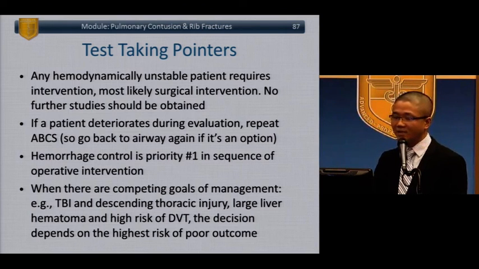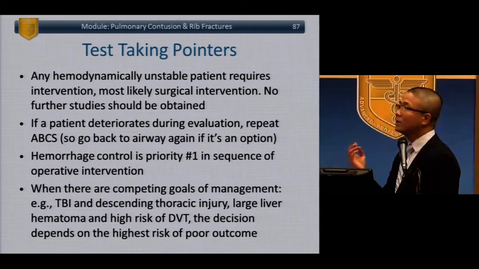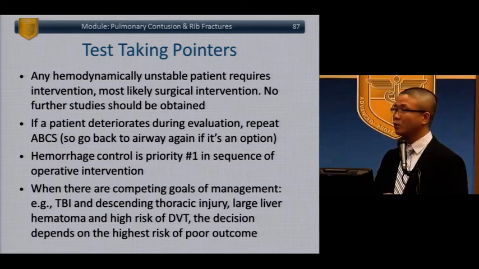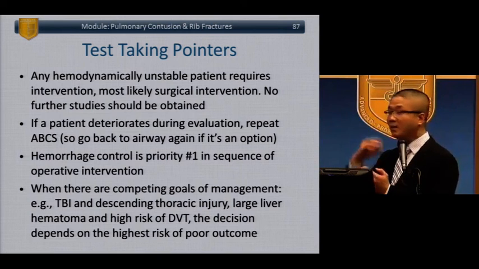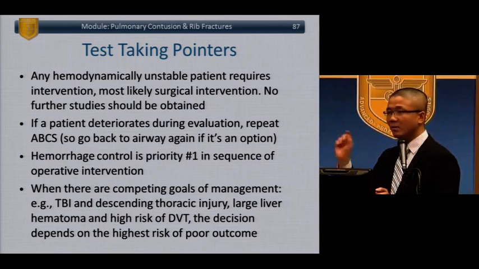So that patient with a TBI and a descending thoracic injury, which we sort of talked about a little bit, you really have to figure out, well, if the management for the thoracic injury is going to hurt the management of the TBI, then maybe we shouldn't be delaying the repair of the thoracic injury. So on the clinical scenarios, if you have lots of competing injuries, pick the one that's most likely to kill the patient. Got to address that first.